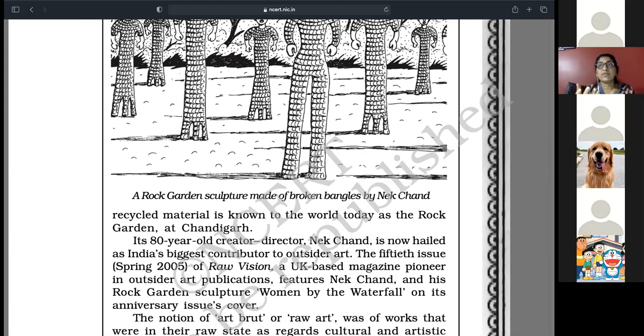Everything like a broken glass, a broken cup, a broken tube light, bulb, everything is used there, and he has created a paradise. In fact, you might have seen that he has created a complete thematic park. There is a whole theme, for example, a whole theme he has made on women empowerment.